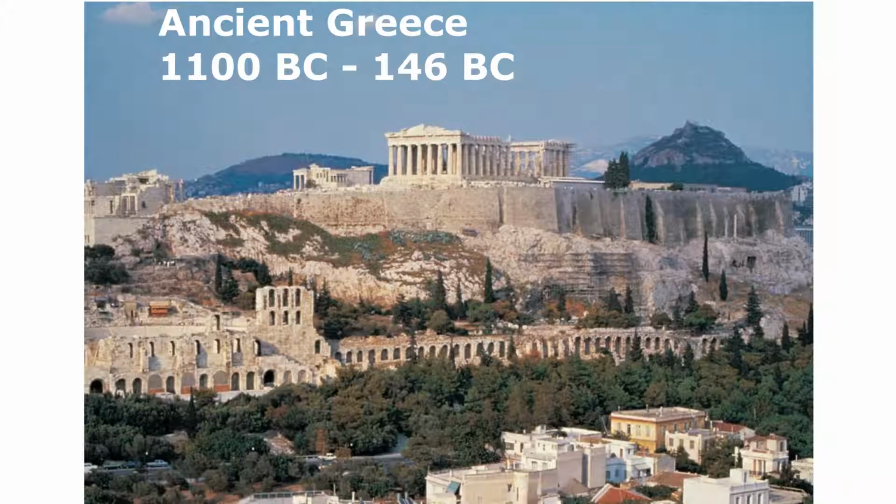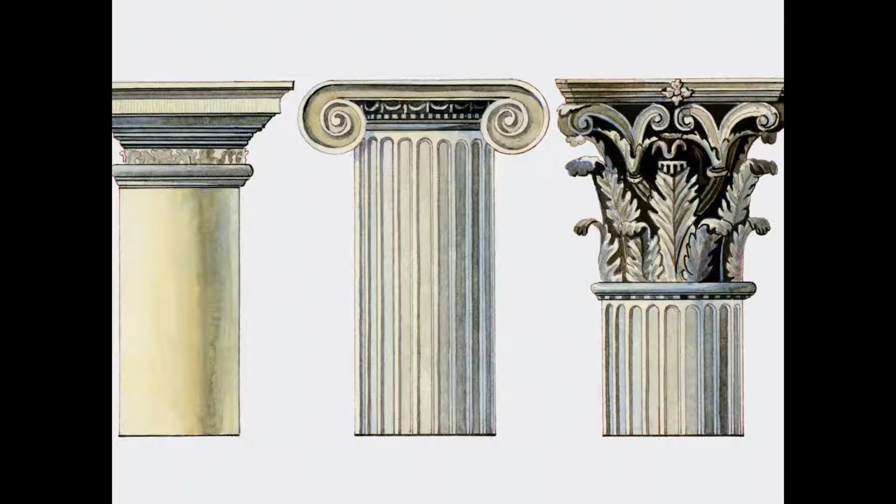Let's move on to ancient Greece. This era took place about 1100 BC to 146 BC. Architecture and design from this era that we can thank the Greeks for is the famous column.